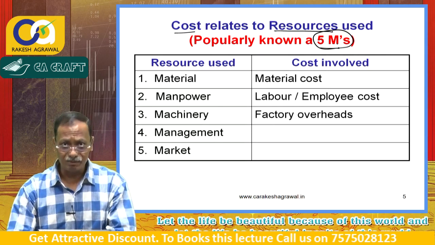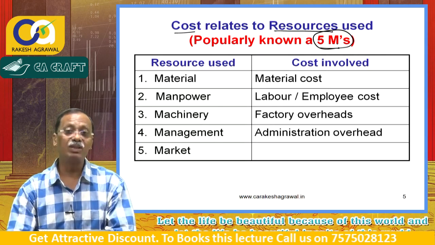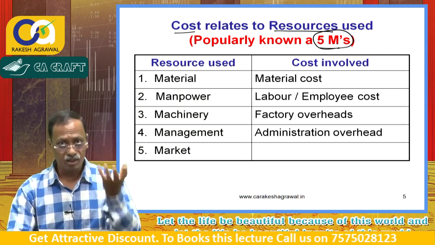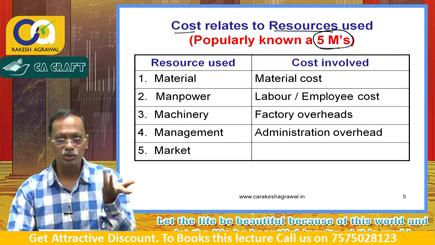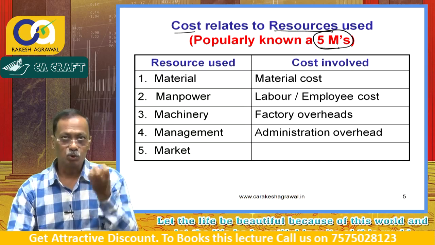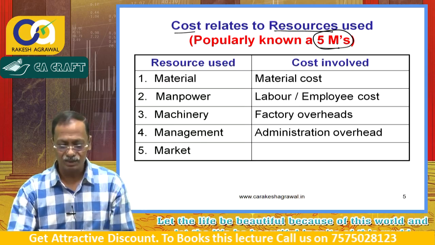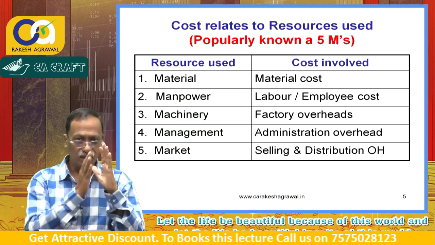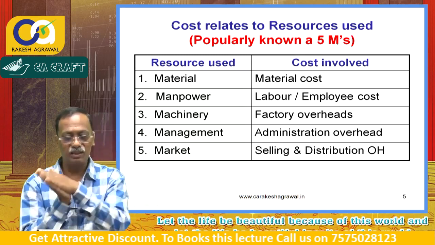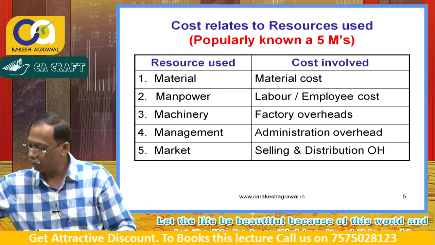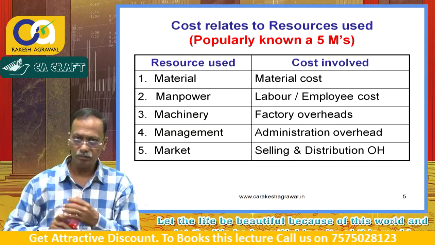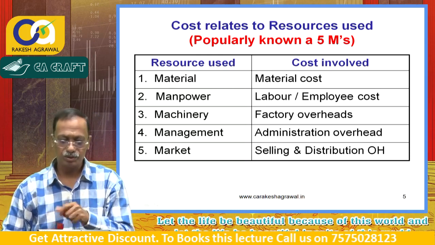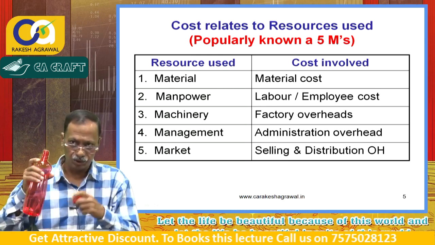Entire management efforts and time will go in administration overheads. And once your goods are ready, you have to market it, because unless you sell it, you won't get money. So to take it to the market, whatever efforts are required will go to selling and distribution overheads. So these are the resources and these are the costs involved. If you want, you may take it down. It's a relationship between resources used and the cost involved for using those resources.